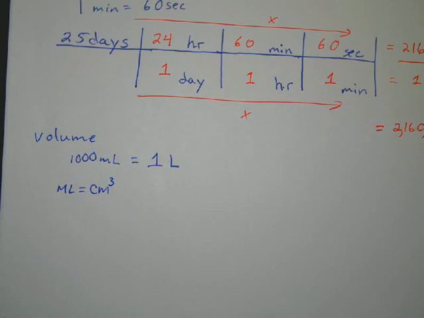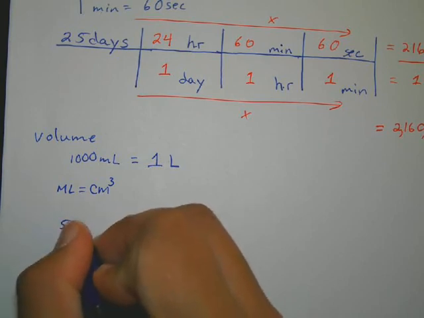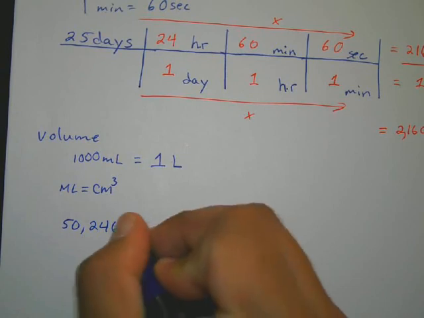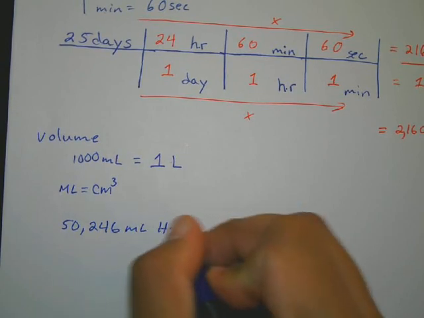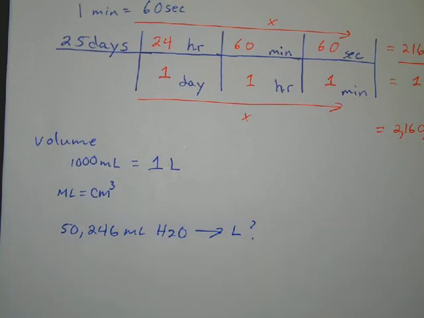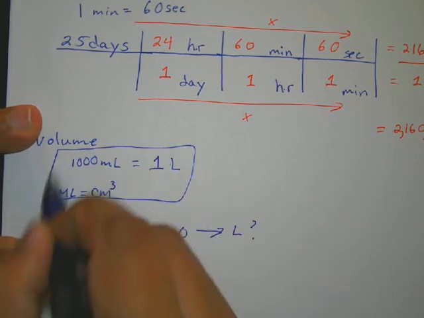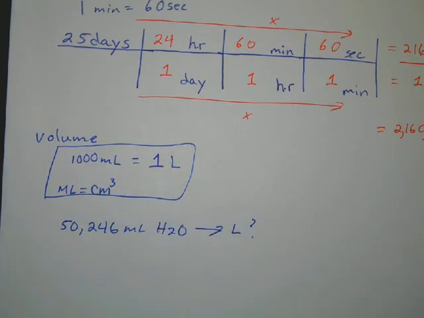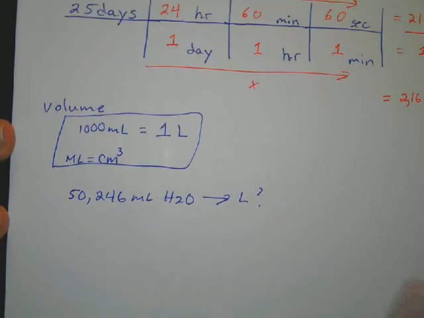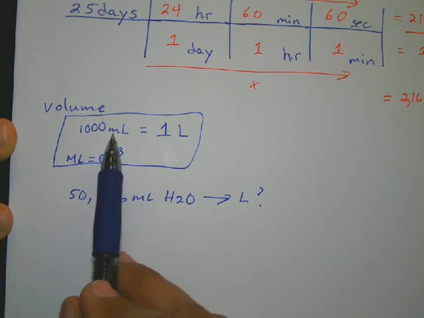Let's say I have 50,246 milliliters of water. And I want to know how many liters of water that is, right? I'm going to look up my given chart. This would be like a chart that somebody would give you, your conversion factors, right? So I'm going to look. Oh, look, I'm in milliliters, and I want to go to liters. Milliliters to liters. That's just a one-step problem.